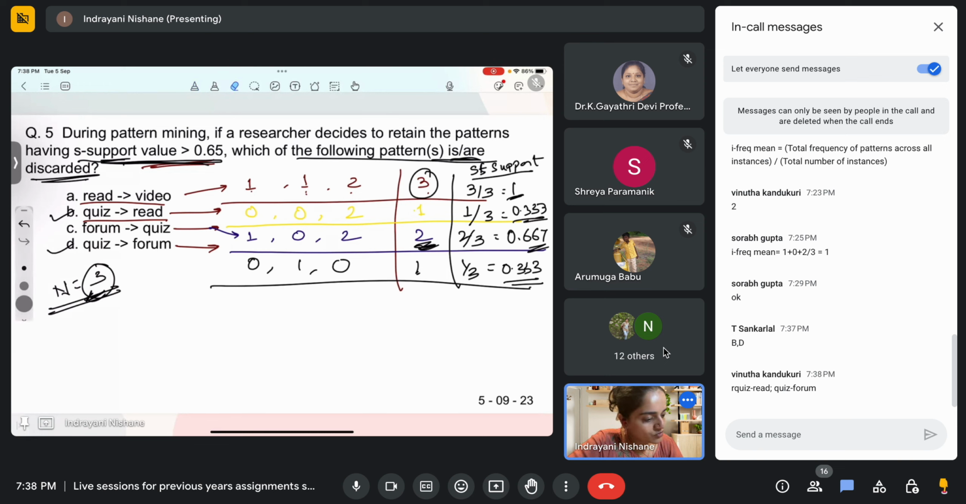So these two patterns will be discarded: quiz to read and quiz to forum.